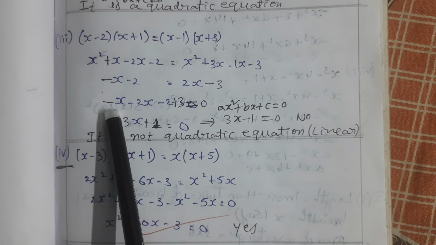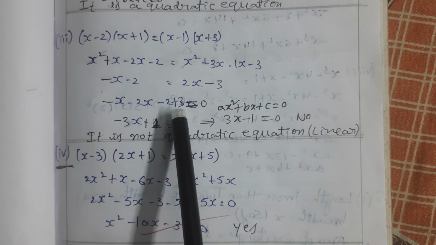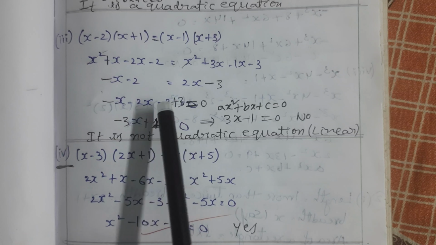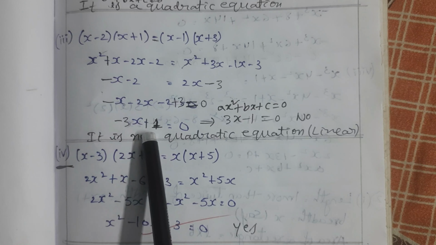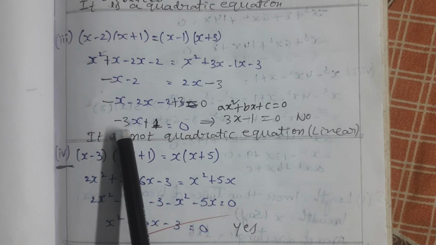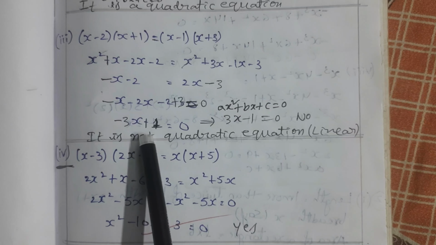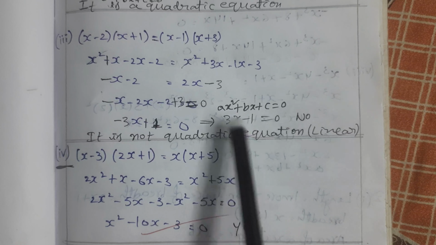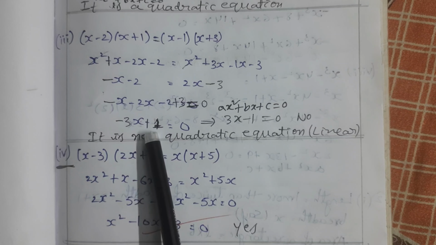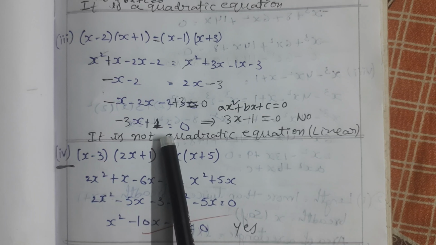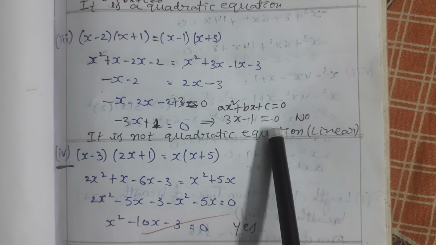Now this is minus x and minus 2x, both are the same sign, so add: minus 3x. Then 3 minus 2, different sign, so plus 1 comes. But make the coefficient of x positive, so minus 3x becomes plus 3x, and plus 1 becomes minus 1. That means throughout we are multiplying or dividing by minus 1, no problem. 3x minus 1 is equal to 0.